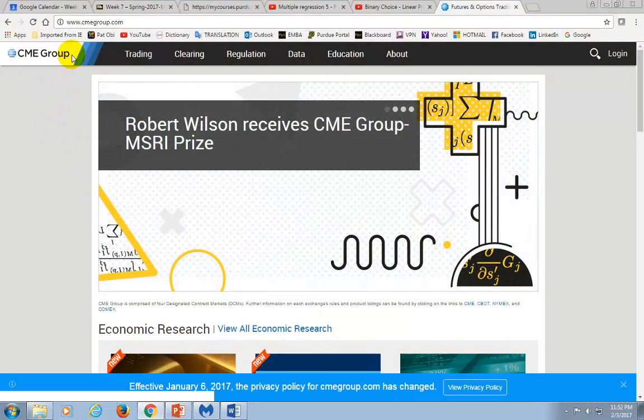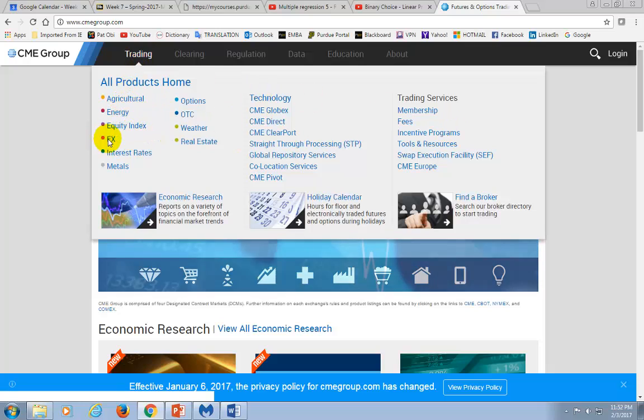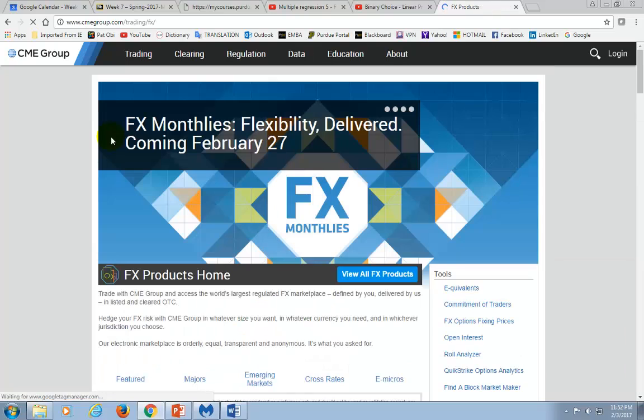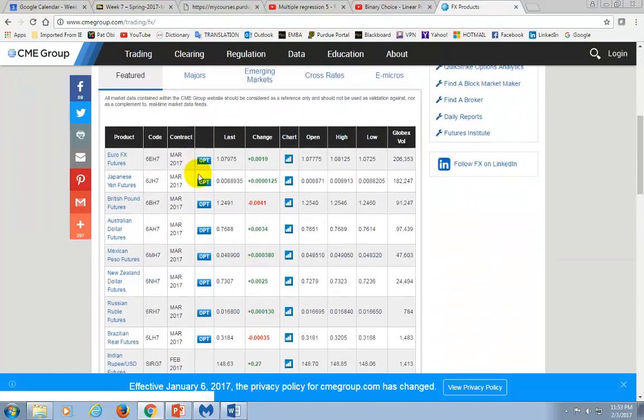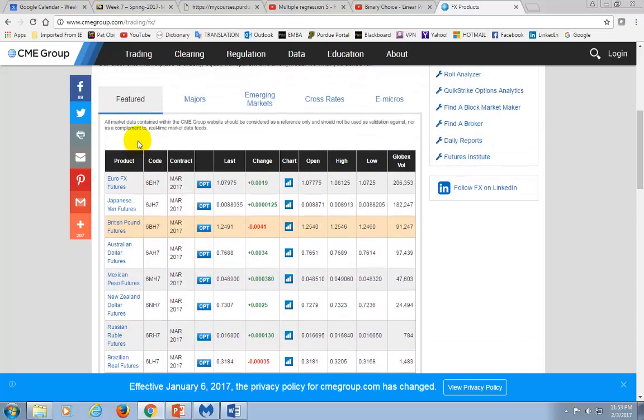Now, this website, this is cmegroup.com. You hover your cursor over trading, and for foreign exchange, which is FX, come down here and click it. There's a bunch of other stuff that is traded, but we're interested in the FX market. Click on it and scroll down here. You see the major currencies that are traded in the futures market.